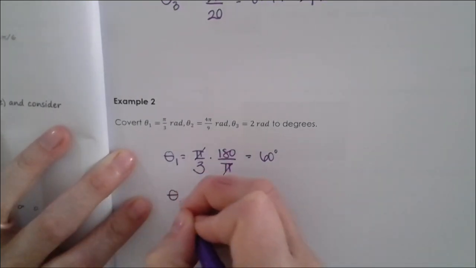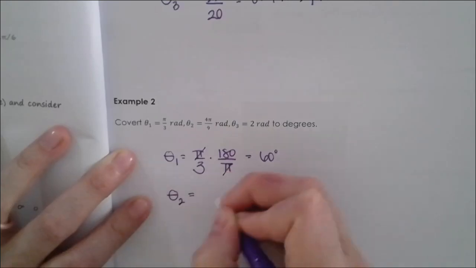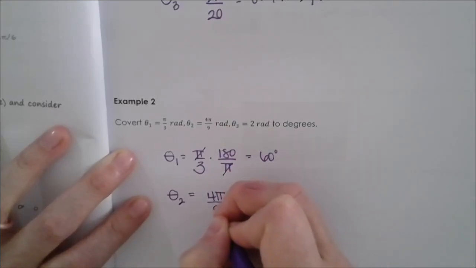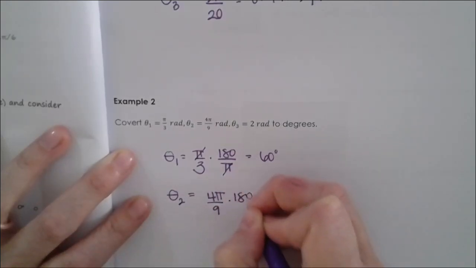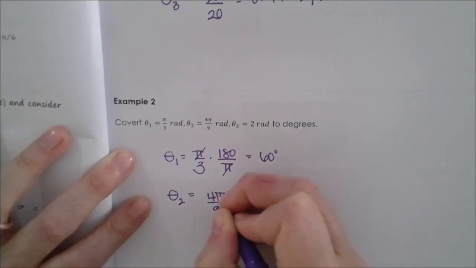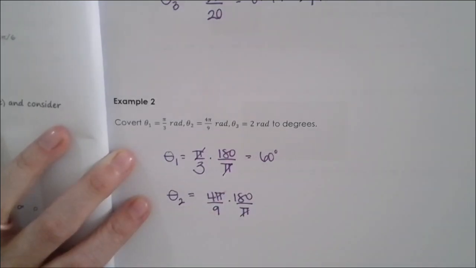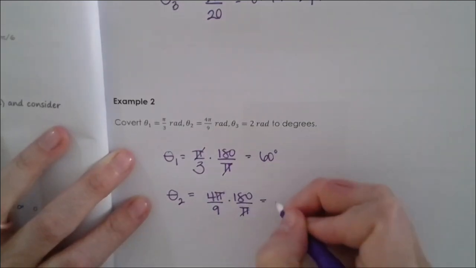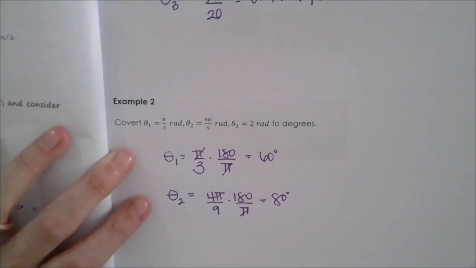Here on theta 2, we've got our 4 pi over 9 times the 180 over pi. Again, those pi's are going to end up canceling. So now I can just do 4 times 180 divided by 9. And hopefully we got the same answer as we got above, which is that 80 degrees, because we just went the opposite direction.